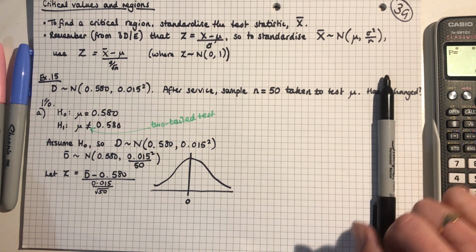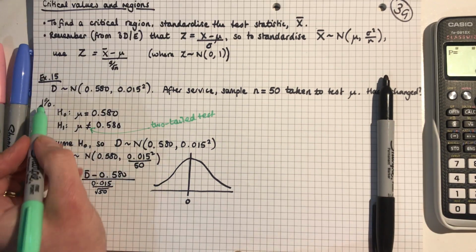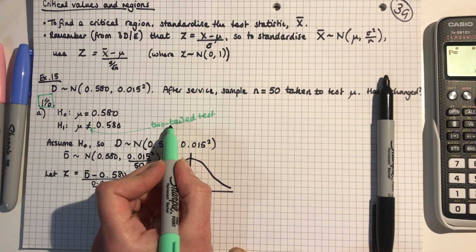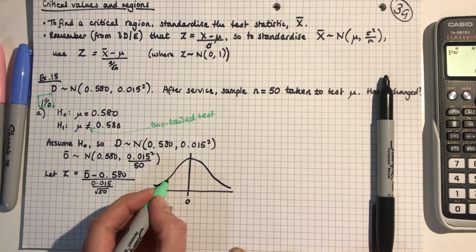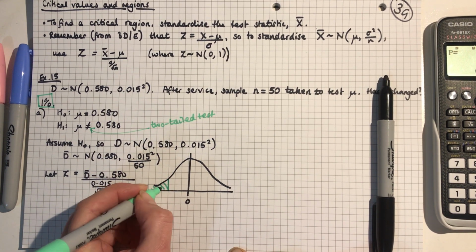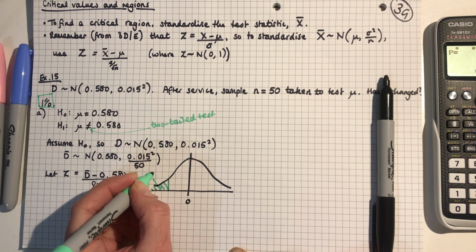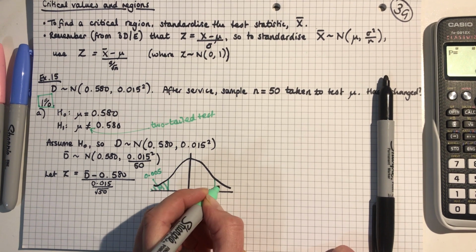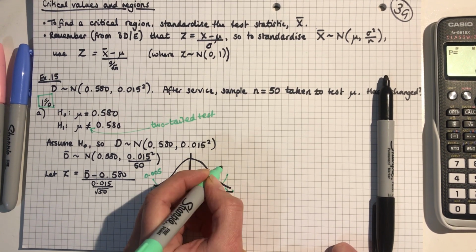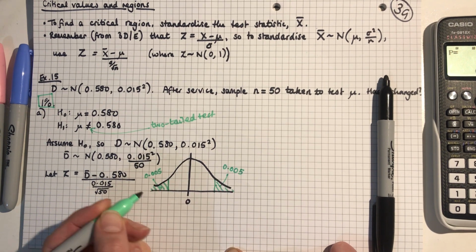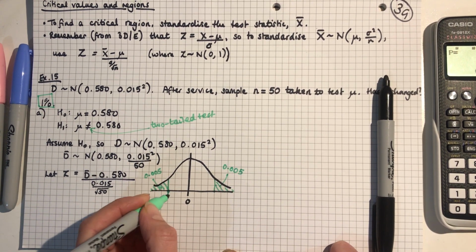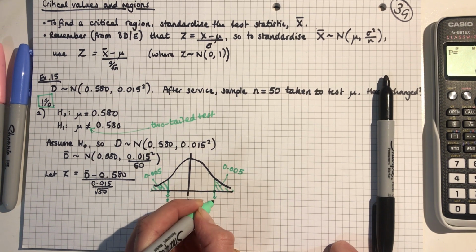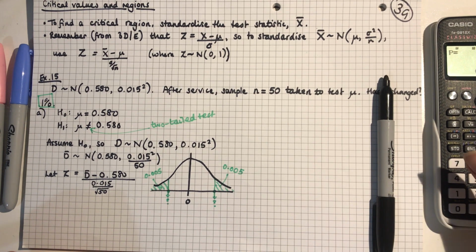And it wants us to work out at a 1% significance level, but a two-tailed test. So that's going to be 0.5% in each tail. So we want to know if this area is 0.5% or 0.005, and this area is 0.5%, so also 0.005. We want to know what is this value and what is this value. So let's go to our calculator.